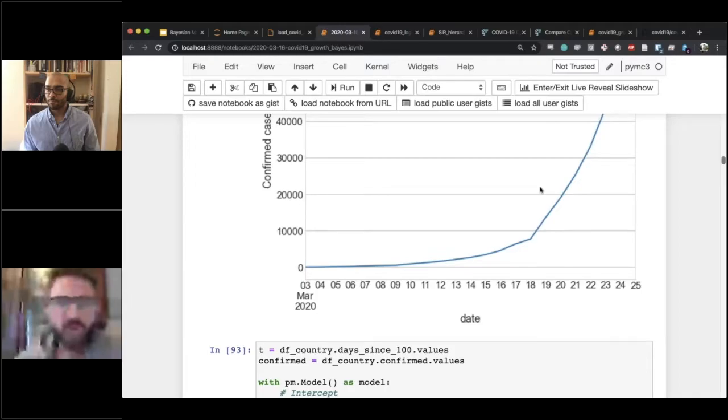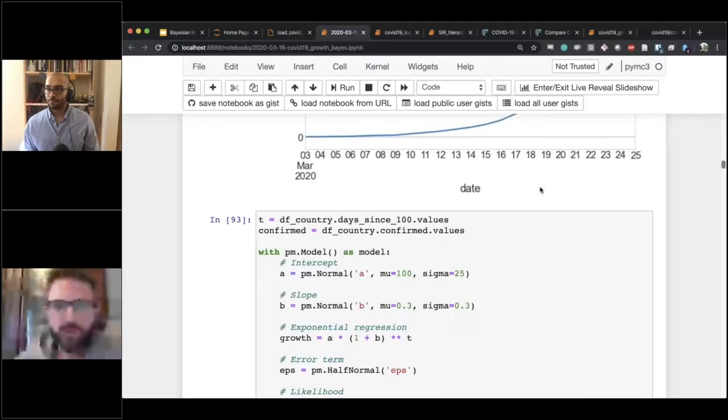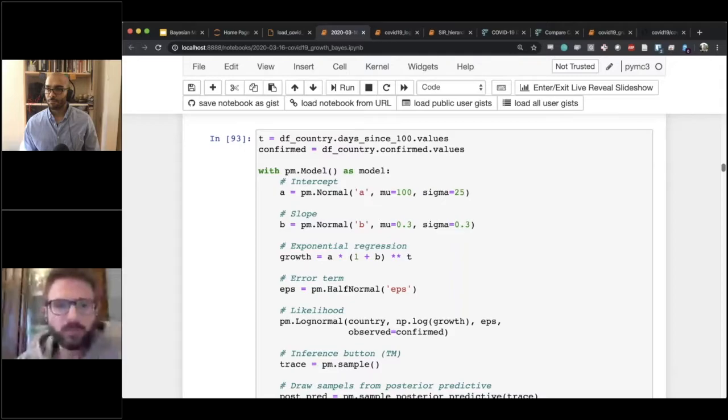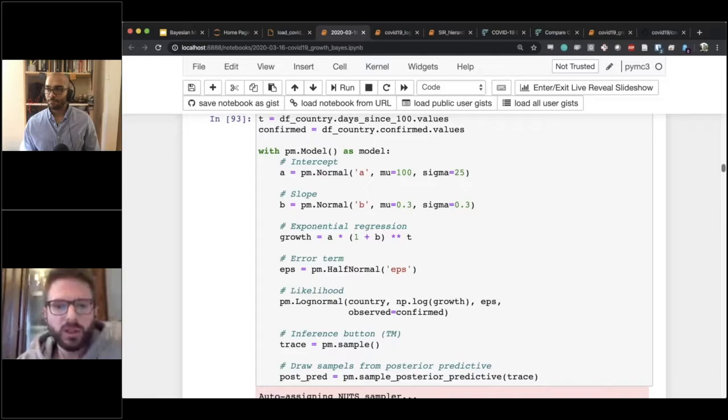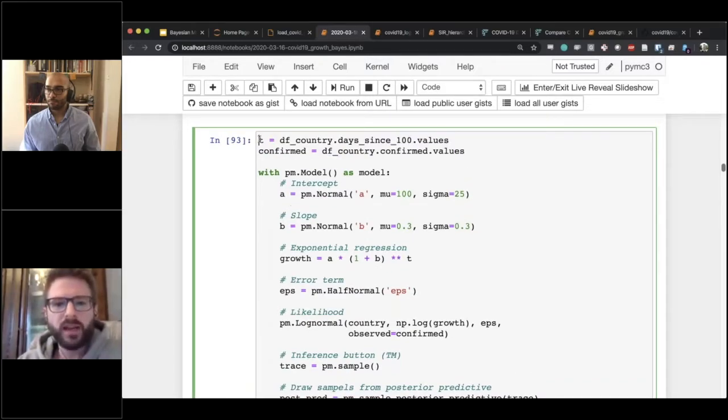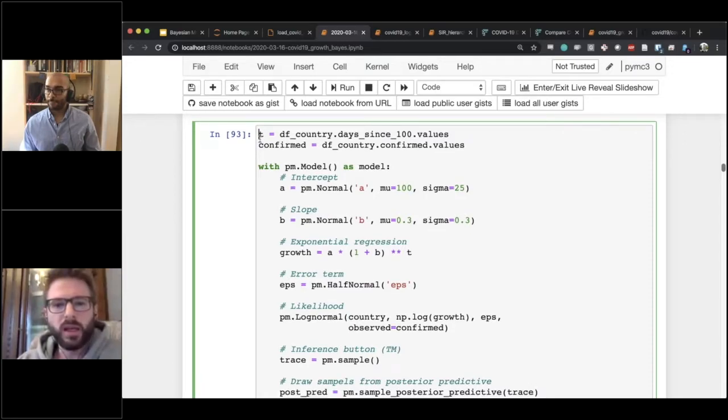Okay, so this is then the code for this very simple model for just a single country. We just get the data for this country, the time points. This is just going to be from 1 to 30 or whatever, how many time points we have. And we're going to align everything from the day where the country crossed 100 cases. So that just removes a lot of the early days where there are just a few cases and there's a lot of noise in the data. And here we're going to get the confirmed data.